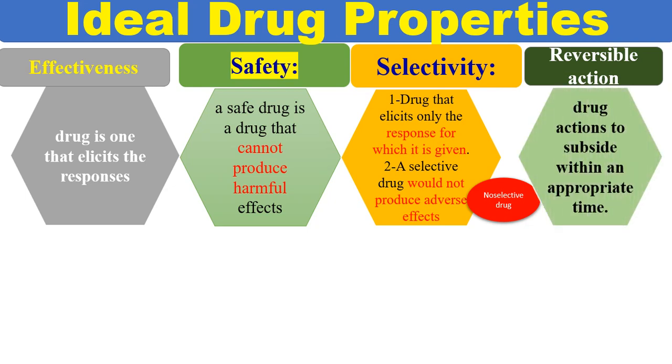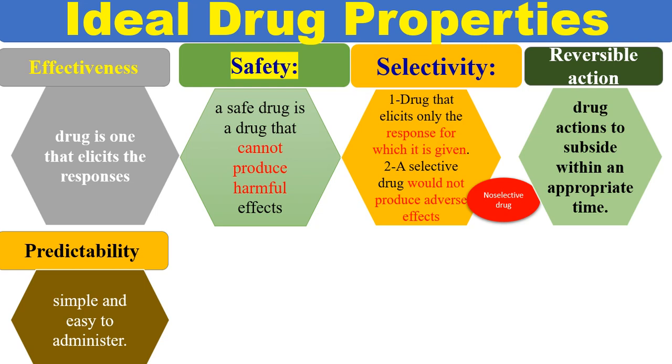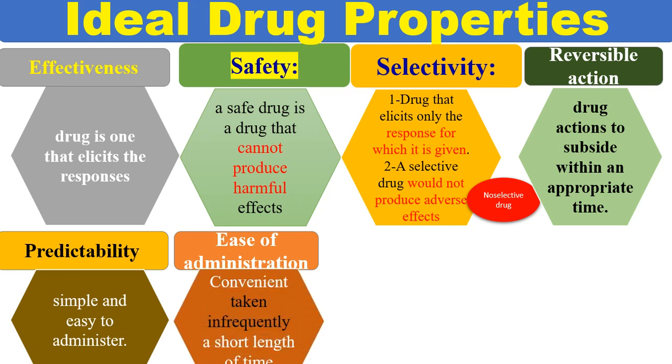Reversible action: that means the drug action subsides within an appropriate time. Also predictability. This drug is very simple to be administered. And also how easy it is to be administered. Also, this is a property of the ideal drug, that it can be taken in a short length of time.